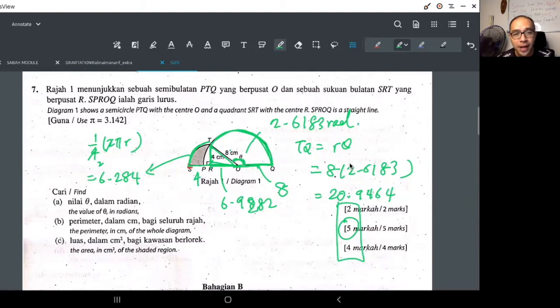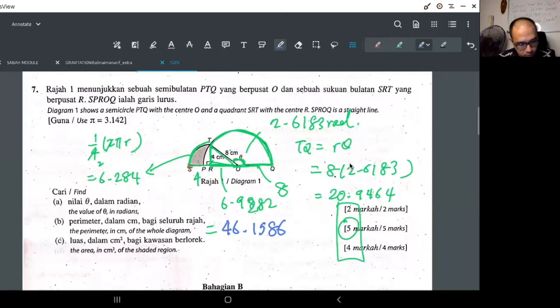Anyway, when you add everything together, the total perimeter according to this is 46.1586. I can rush through this because I've already covered circles with you all when we were doing paper 1. So perimeter is pretty easy. Just look at the outside.